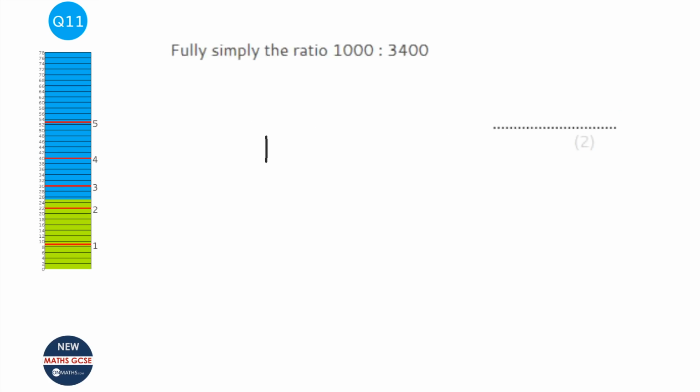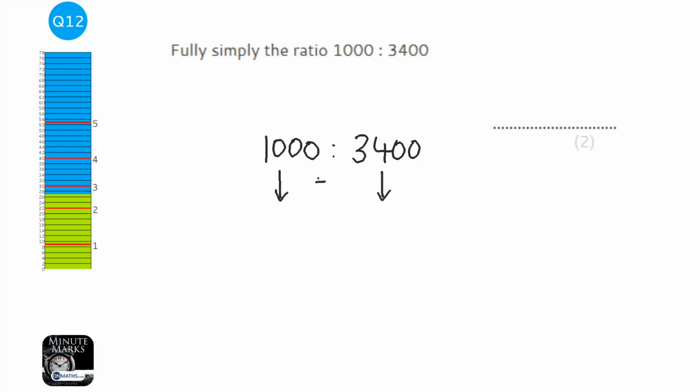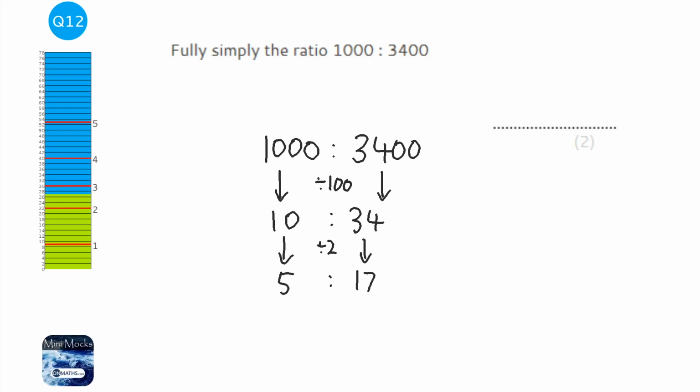Okay, so this ratio looks quite scary because it's big numbers, but the first thing to do on this is just divide both sides by 100. Get rid of 2 of the zeros on both sides, and that looks a lot nicer now. Now they're both even, so I can halve both of them. So I get 5, and half of 30 is 15, half of 4 is 2, so that's going to be 17. Now 5 and 17 are both prime numbers, so 17 isn't in the 5 times table, and there's not going to be any more numbers I can pick. So my answer is going to be 5 to 17.